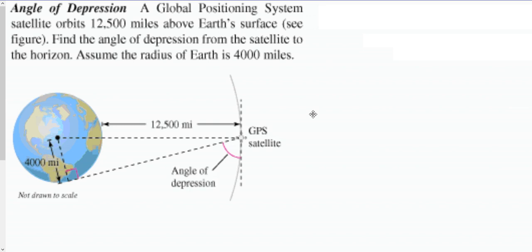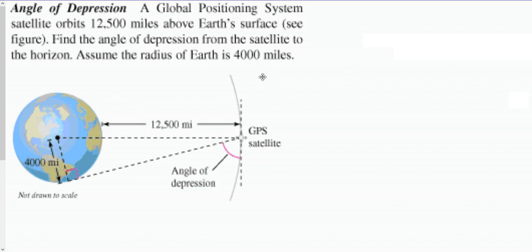Okay. What we have right here is we're going to carry on and do another application, and this is going to involve trigonometric equations and potentially using inverse trig ratios to solve this. And so what we have is dealing with angles of depression. Okay, in my previous video I talked about angle of elevation. Well, now what we have is a global positioning system.